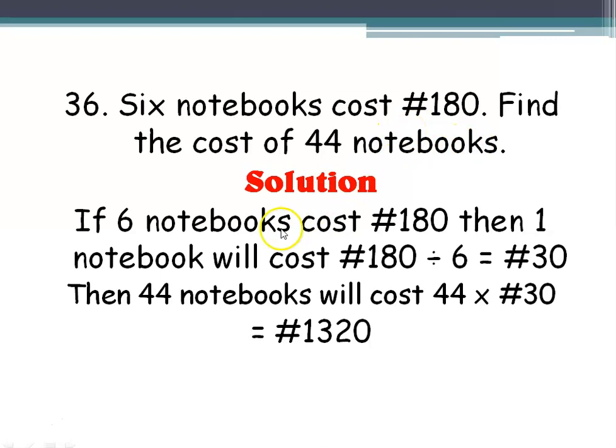So if 6 notebooks cost 180 naira, then I have to find the cost of one notebook. And then one notebook will be 180 divided by 6. And that's 30 naira. So if one notebook is 30 naira, then 44 notebooks will be 44 times 30 naira. And that will give us 1,320 naira. So this is the cost of 44 notebooks. Do you understand this? Right.